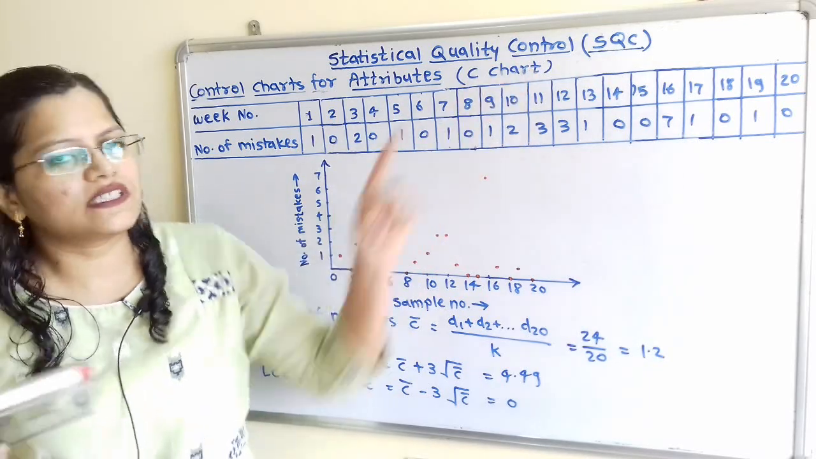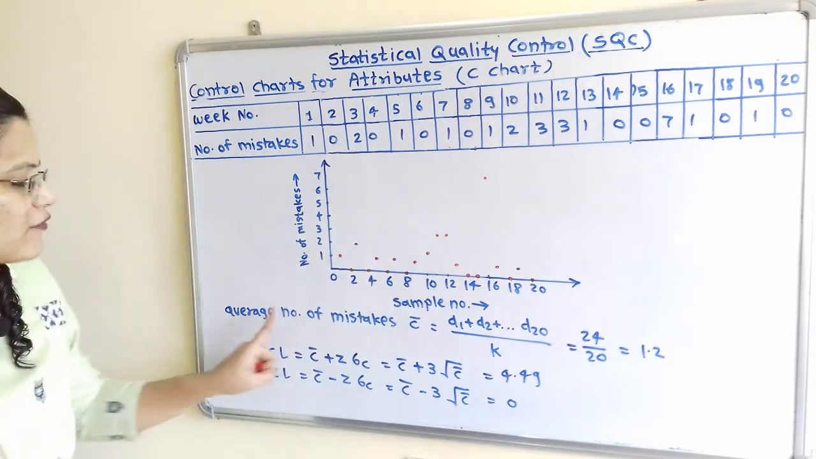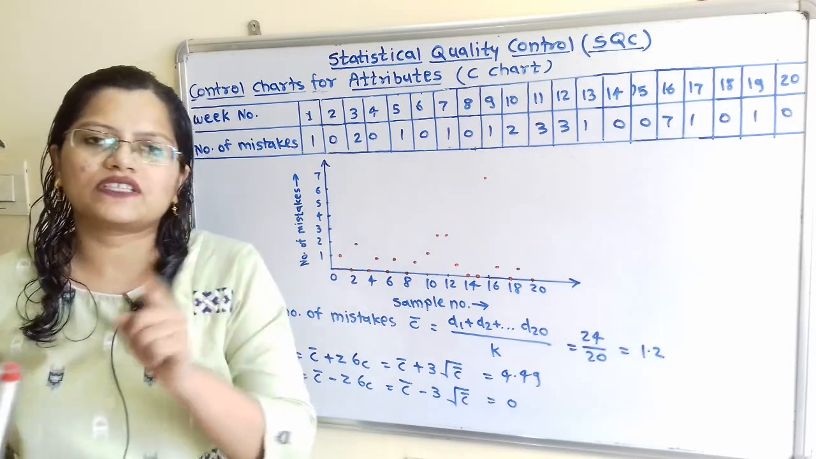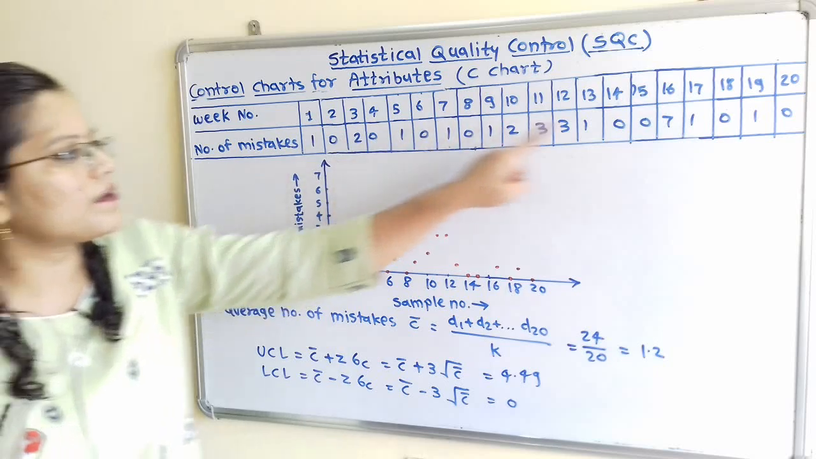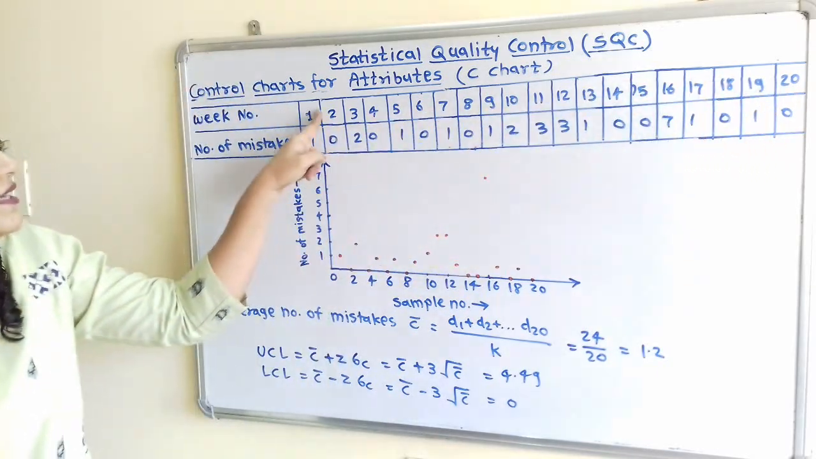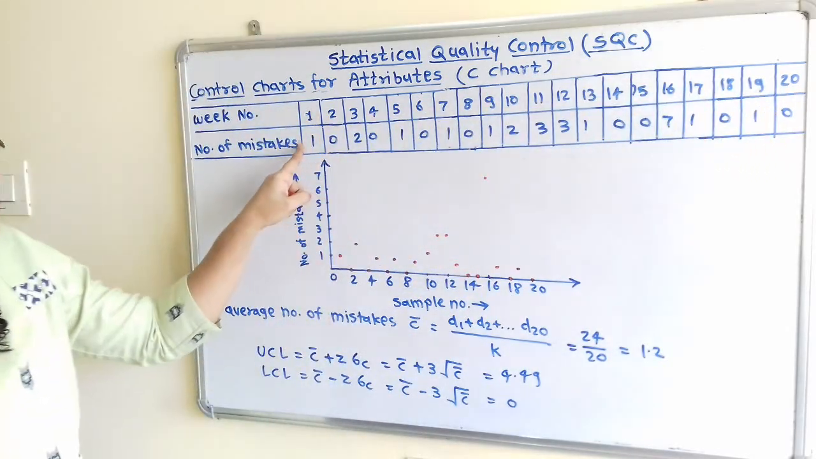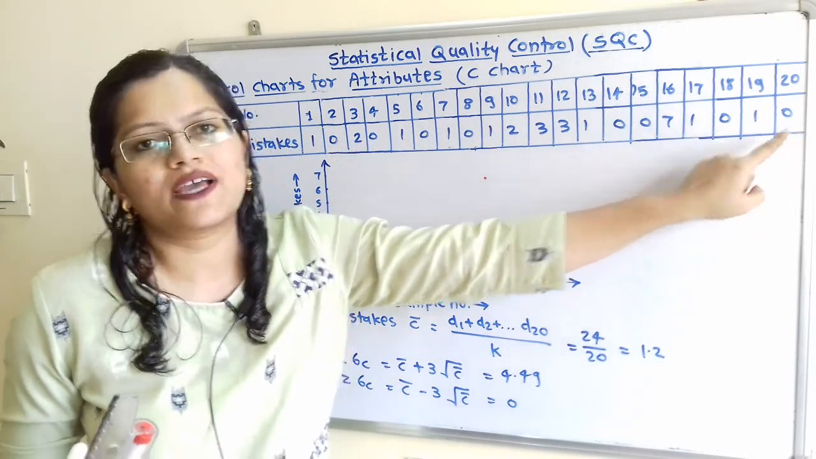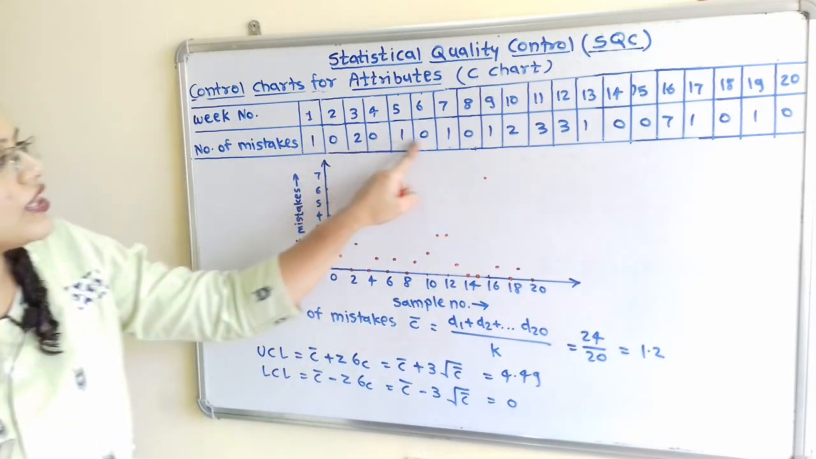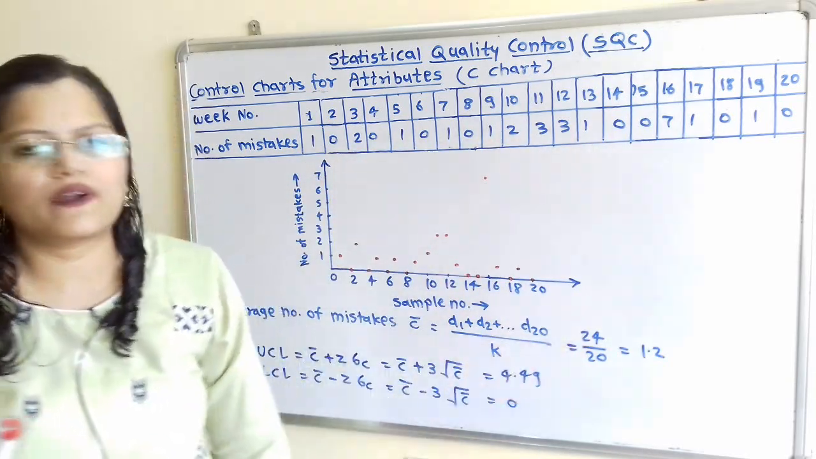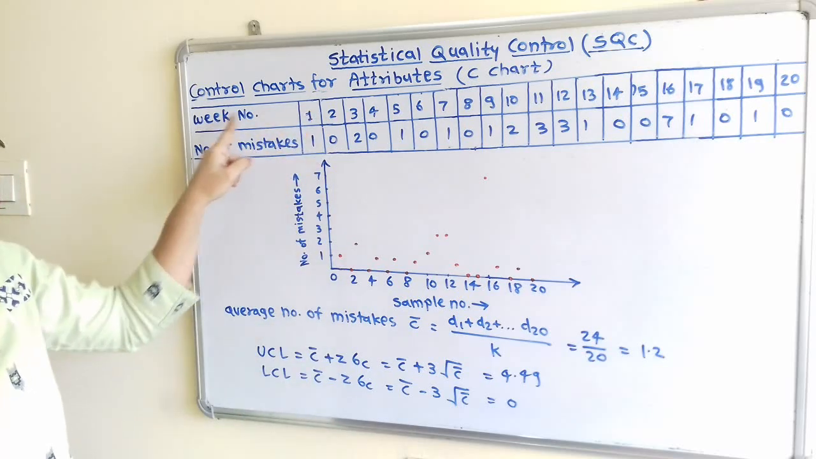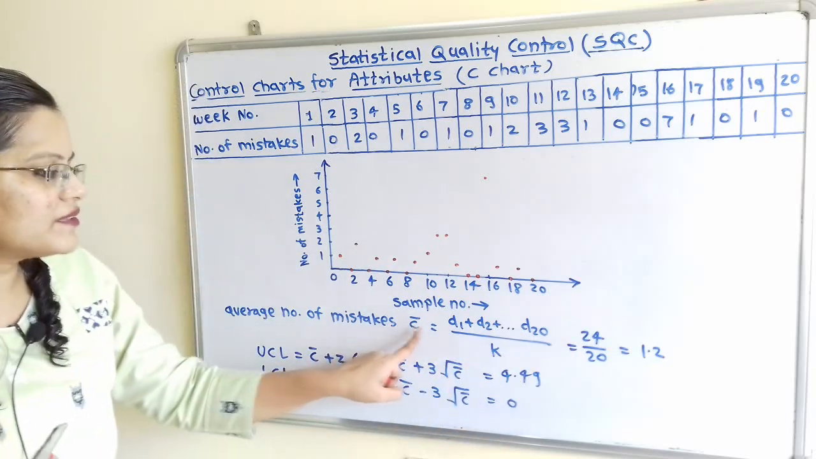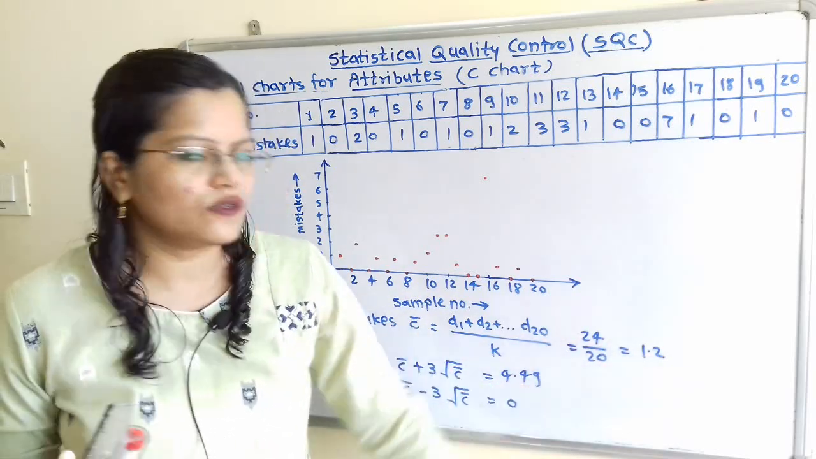By using the C chart, we first calculate the average number of mistakes, that is C bar. How to calculate the average number of mistakes? It is the total mistakes divided by the sample number. Here the total mistakes, that is the addition of all these defectives, which we can also call defects. If we add all these numbers, it is equal to 24. The number of samples, that is weeks, is 20, so divided by 20. So the value of C bar is equal to 1.2.